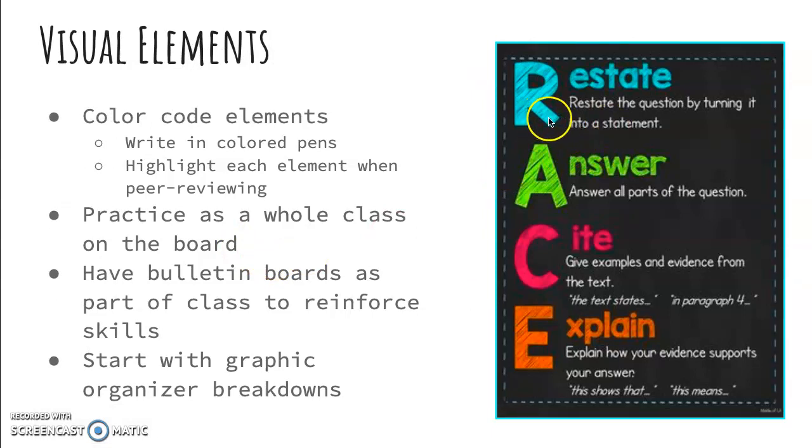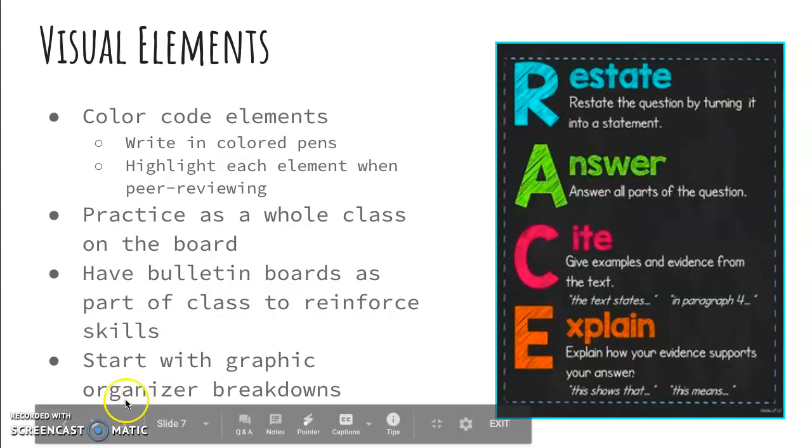This is an example of how you can color code it. Each element is written in a pen or highlighted, and that way students can see, do I have the restate, or am I missing green for answer? When they correct each other as peers, they color code or underline in colored pens or highlight to have the same thing. The bulletin board matches it in different colors to reinforce that.